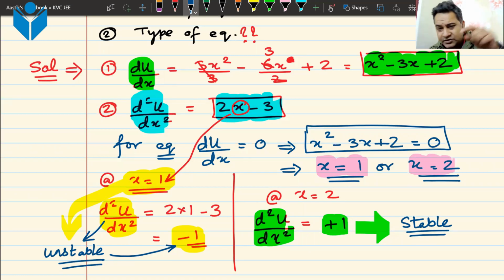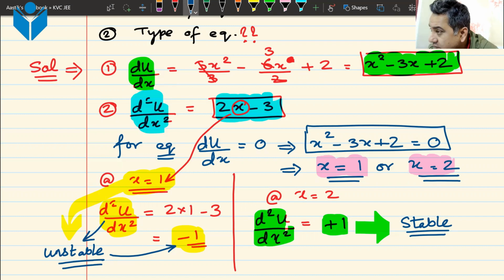That was a part of the question that you were supposed to solve. The question is, what have we learned from this question? Is there anything that we have understood from this question? X is equal to 2 is a point of stable equilibrium. That is the answer for this question. What we have understood from this question?